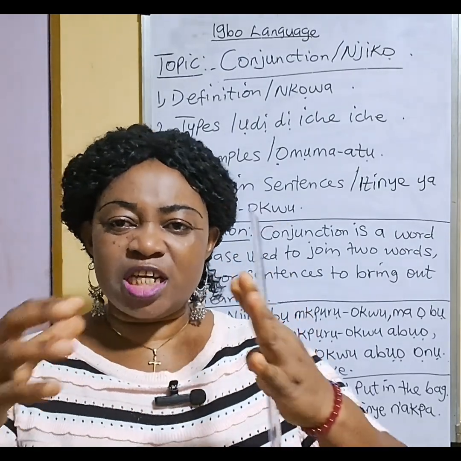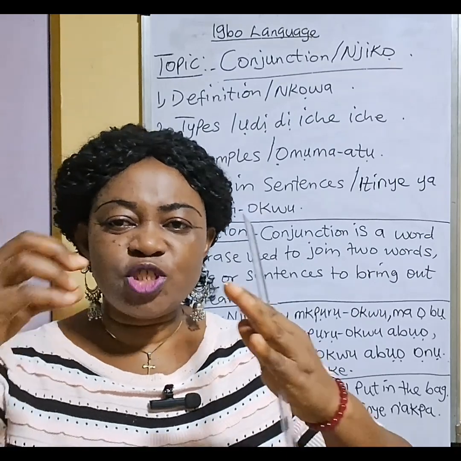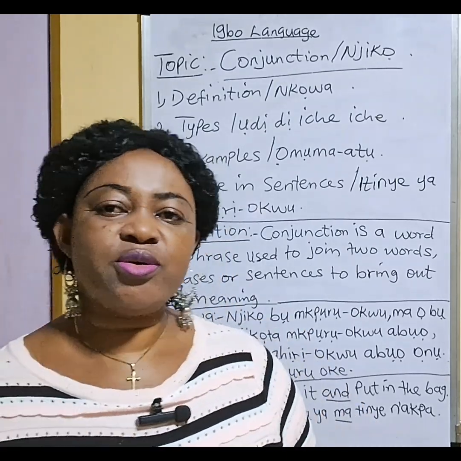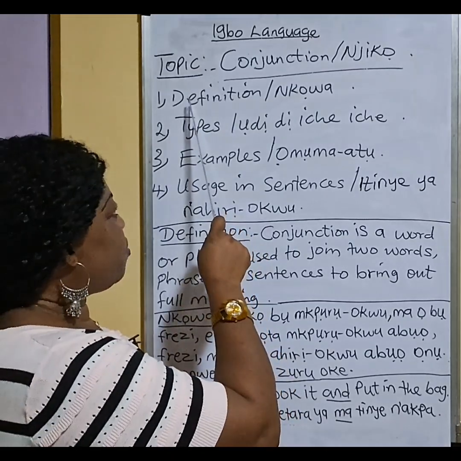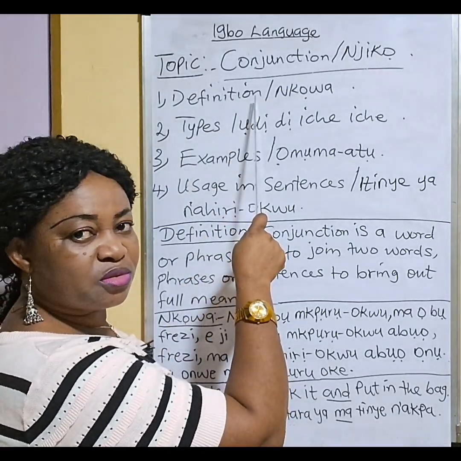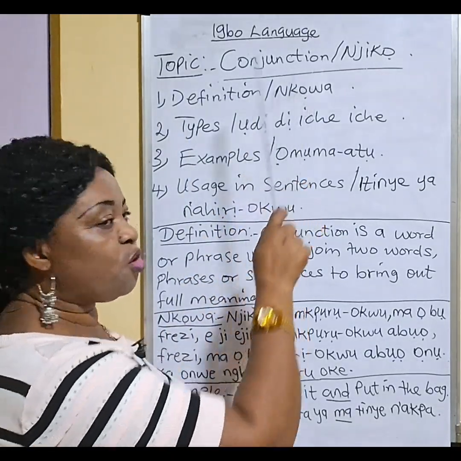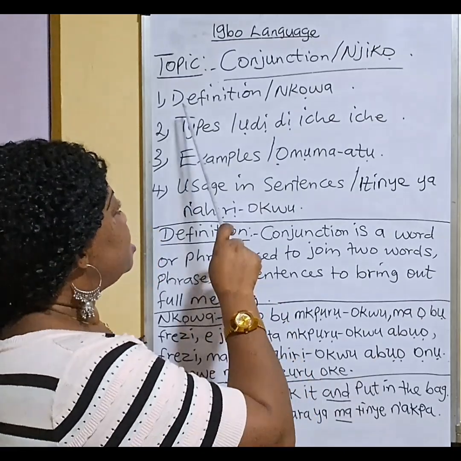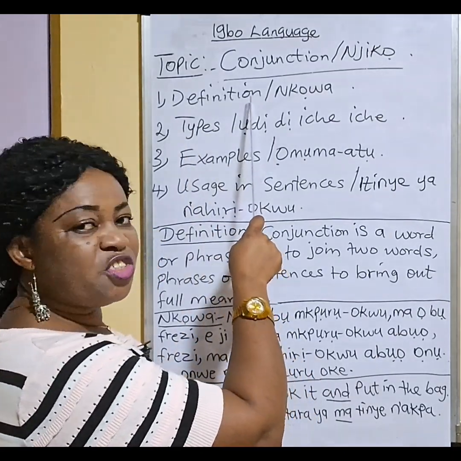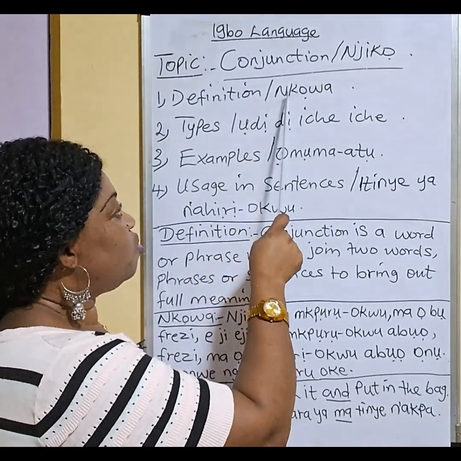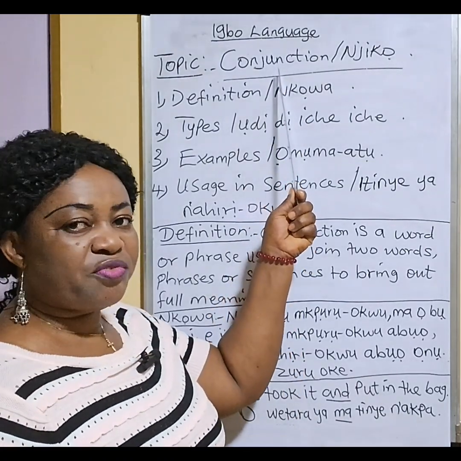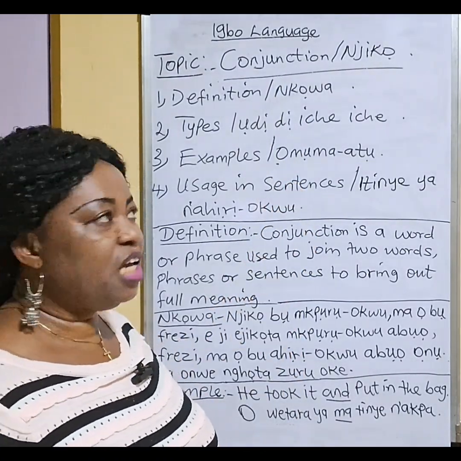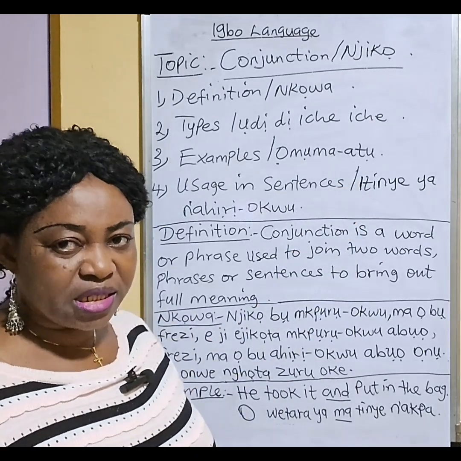Iwe tenka, we tenka, jiko onu. Ihe ahu jikoro ya onu, ka ya na akpo njiko. We are going to look into number one, definition. Definition in Igbo simply means Nkowa. We are going to explain the meaning of a conjunction. I ga akọwa ihe njikọ pụtara.